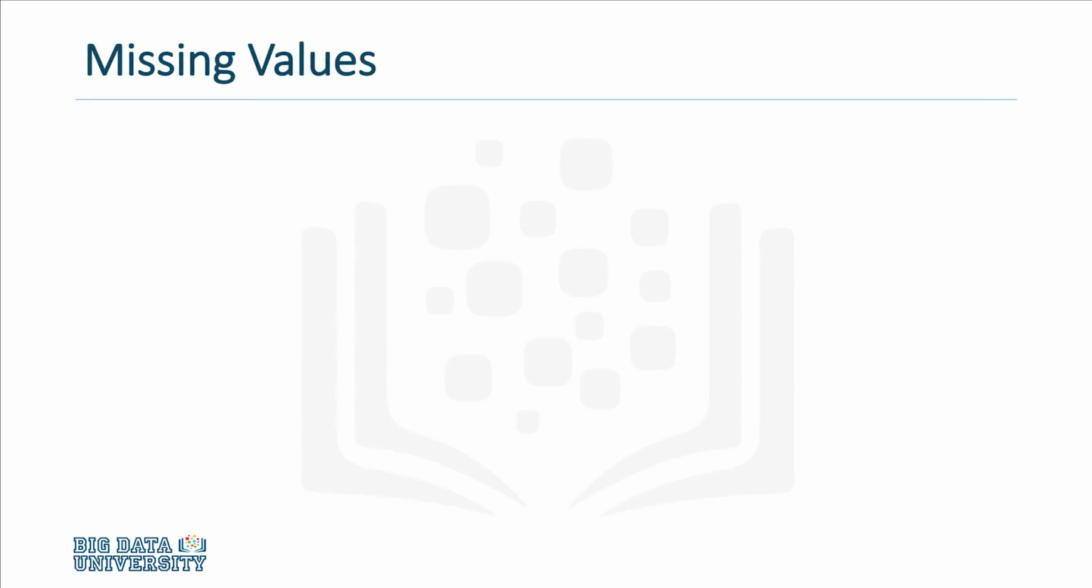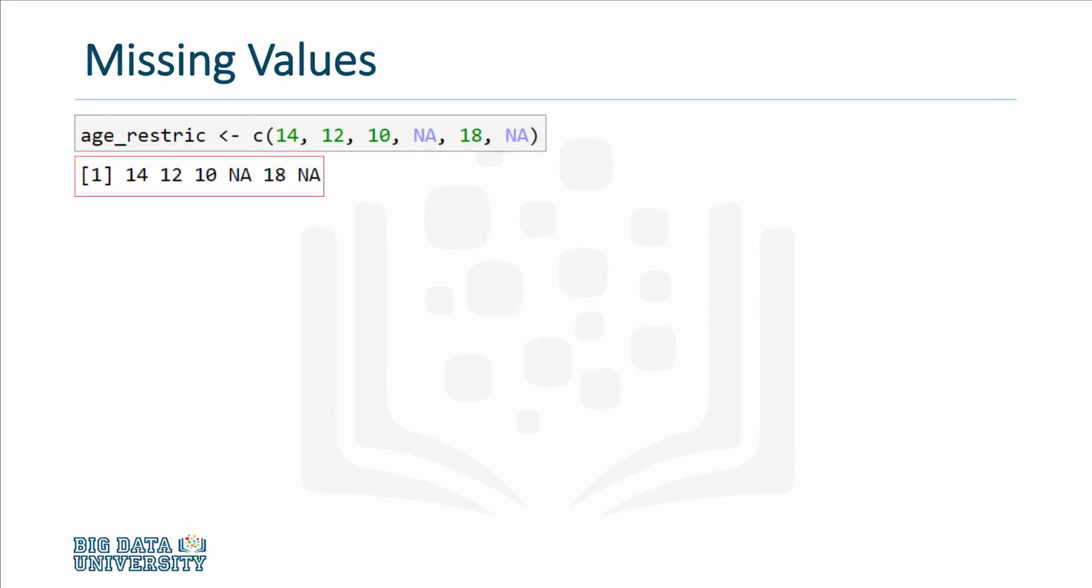As we mentioned before, R handles missing values through the symbol NA. Missing values come up all the time in real-world datasets for various reasons. For example, if these numbers represent age restrictions for a movie, then the indices with missing values might be movies that have an unknown age restriction.